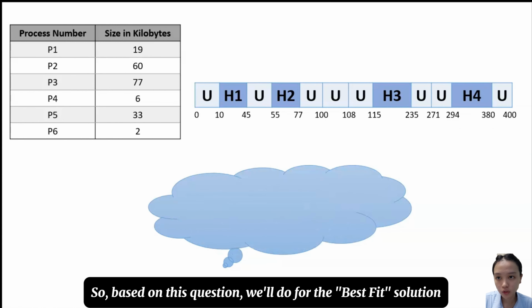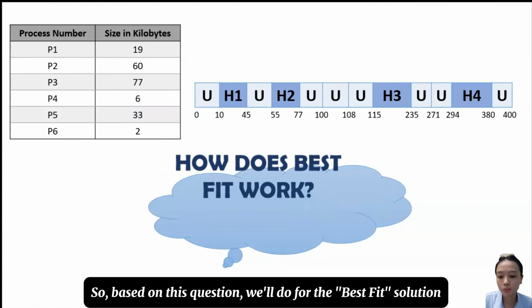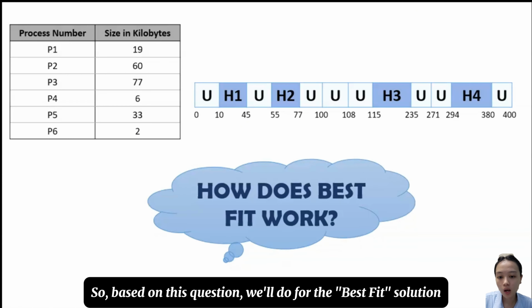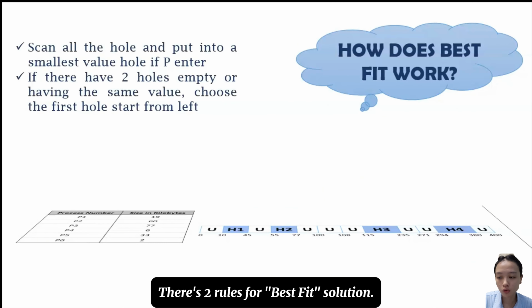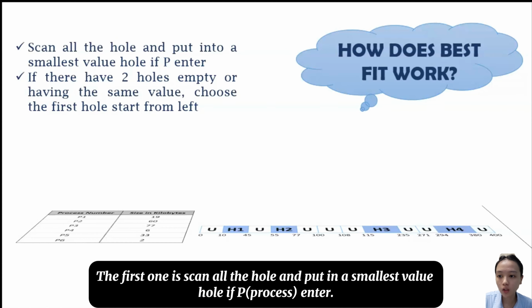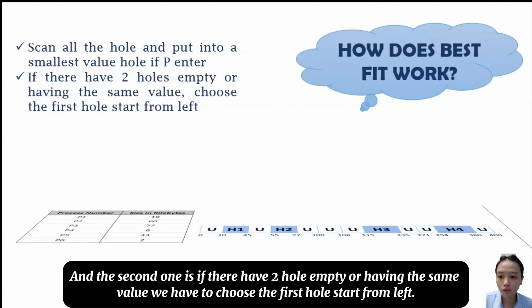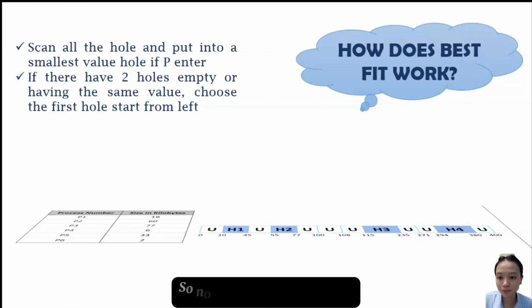So based on this question, we will do the best fit solution. So how does the best fit solution work? There are two rules for the best fit solution. The first one is scan all the holes and put in the smallest hole that the process fits. And the second one is if there are two holes empty or having the same value, we have to choose the first hole, starting from the left. So now I will demo how it works.